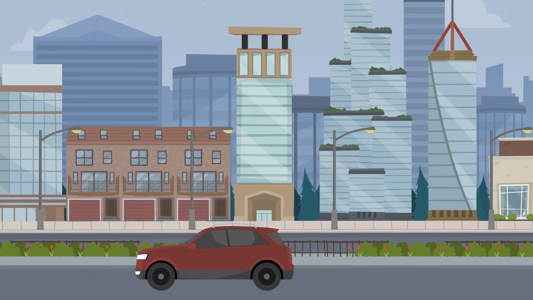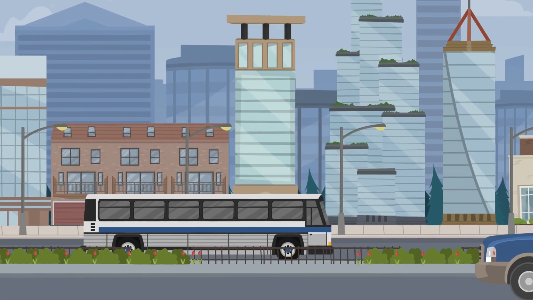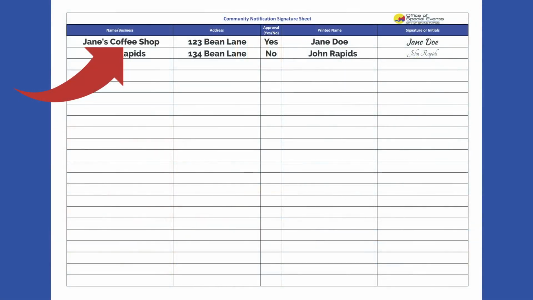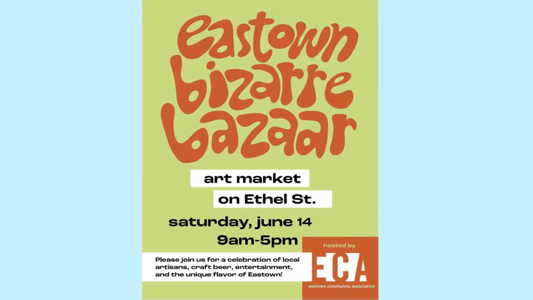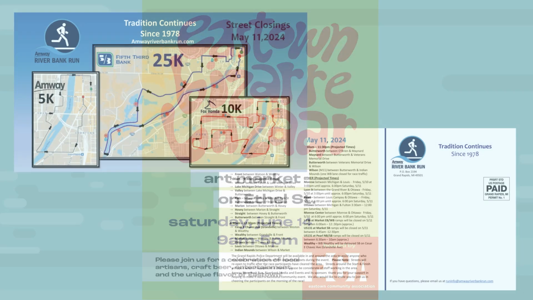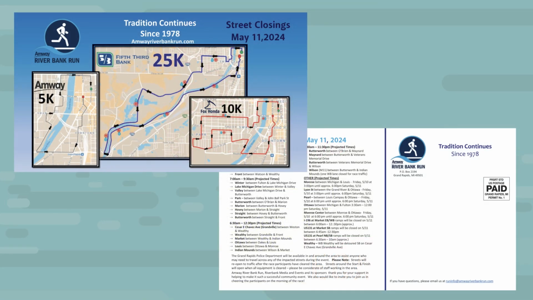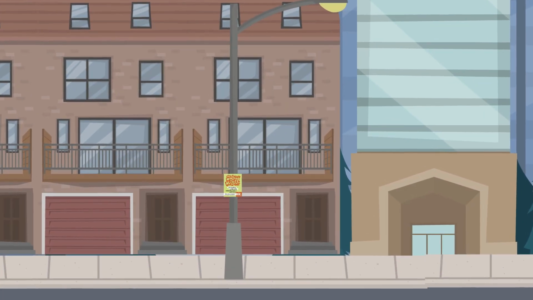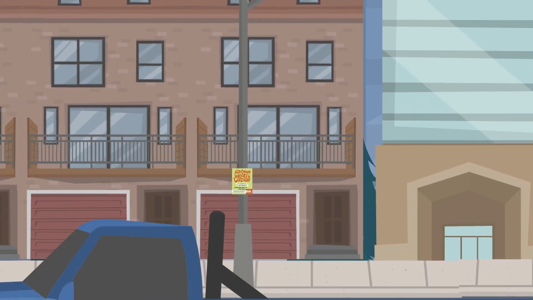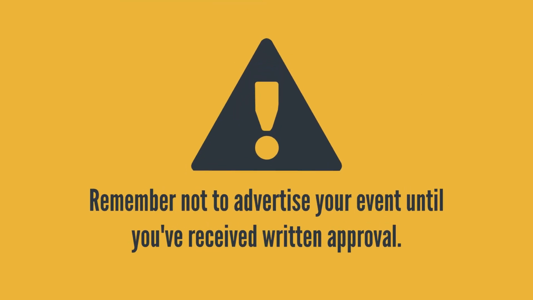There are special considerations for mixed residential and business closures. Businesses must provide written support. Residents may be notified via printed materials such as flyers or postcards. These can be distributed by placing them in visible locations, using a courier service for targeted zip codes, and seeking assistance from neighborhood associations. Remember not to advertise your event until we give you written approval.